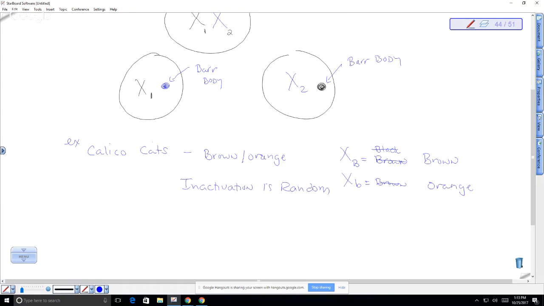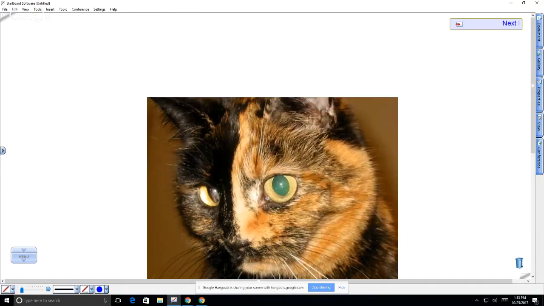So it's just due to, during embryonic development, the X chromosomes become randomly inactivated, and then they give rise to the skin, which then gives rise to the pigmented fur, okay? So then we see something that looks like this. And so you do see really cool cats that sometimes, like this one, have a line right down their face and it's black and orange. That's kind of rare, right?